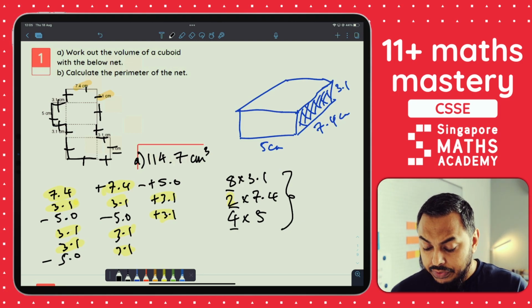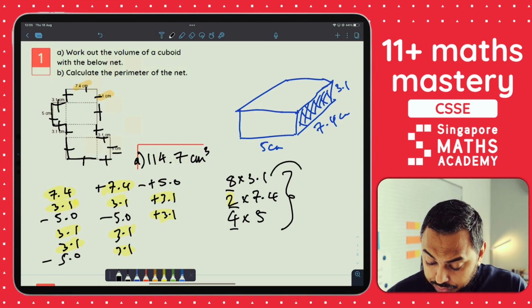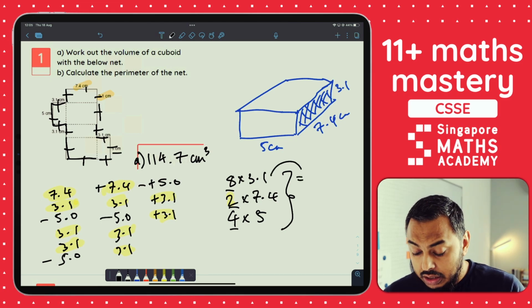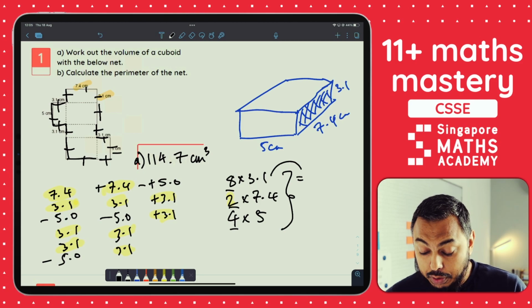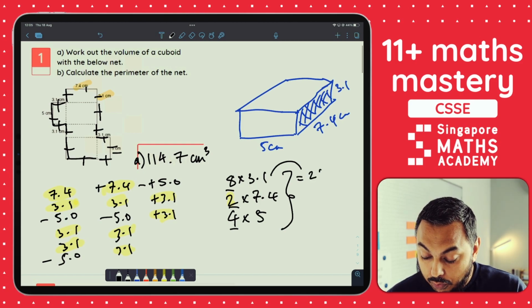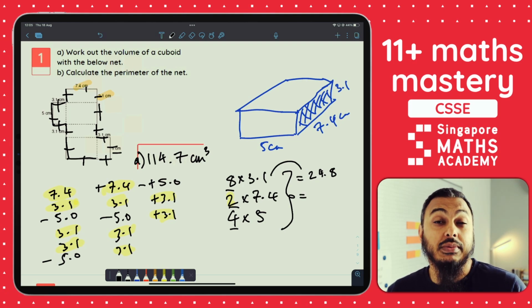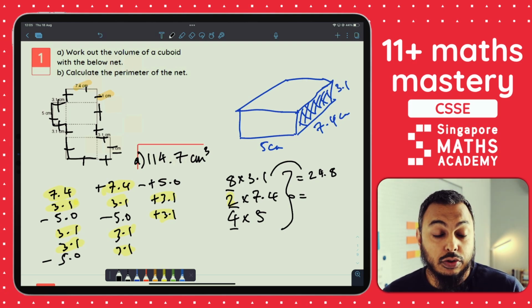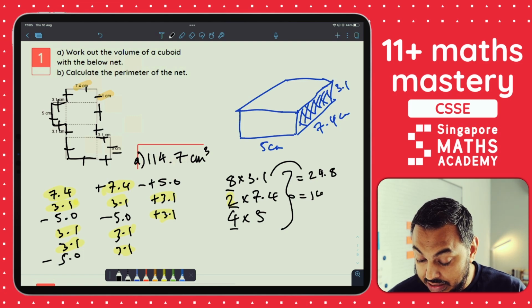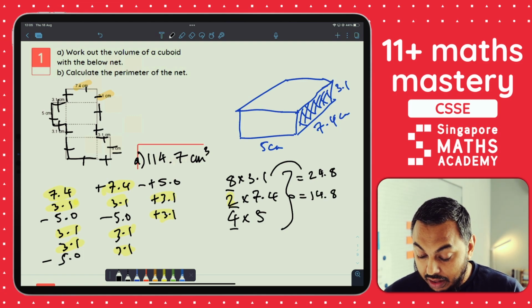Okay, so 8 times 3, 8, 16, 24. 8 times 0.1 is 0.8, so 24.8 here. 2 times 7.4, 2 times 7.5 is 15, so 2 times 7.4 is going to be 14.8, and 4 times 5 is 20, and so I can add that together.